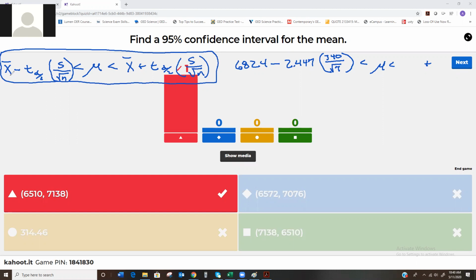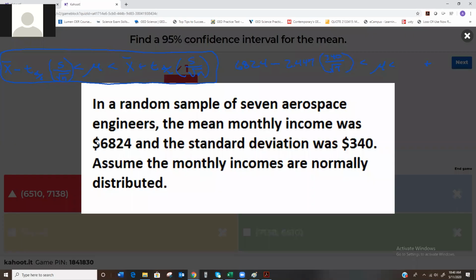And then the X bar is whatever they say the sample average is. So in this case, the sample average was 6,824. And then the T sub alpha over 2 was what we found on the chart, the 2.447. And then the S is 340, that's the sample standard deviation. And then the square root of 7 is the square root of the sample size. Is everybody good with where the numbers came from?